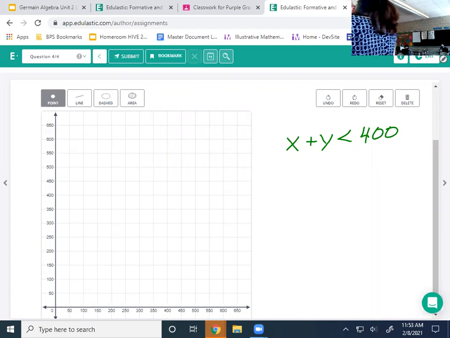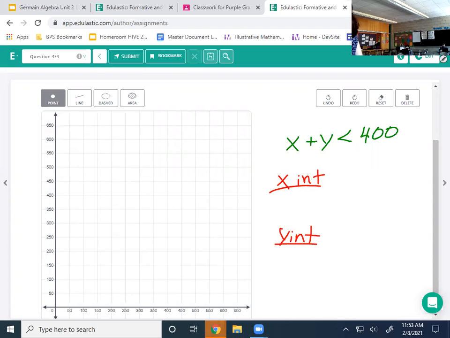So if I want to graph this guy here, what do I have to do? Kyle? Plug it in, find the intercepts. Find my intercepts. Very good. My x-intercept and my y-intercept. These guys are pretty easy. We would say to ourselves, x is less than 400.